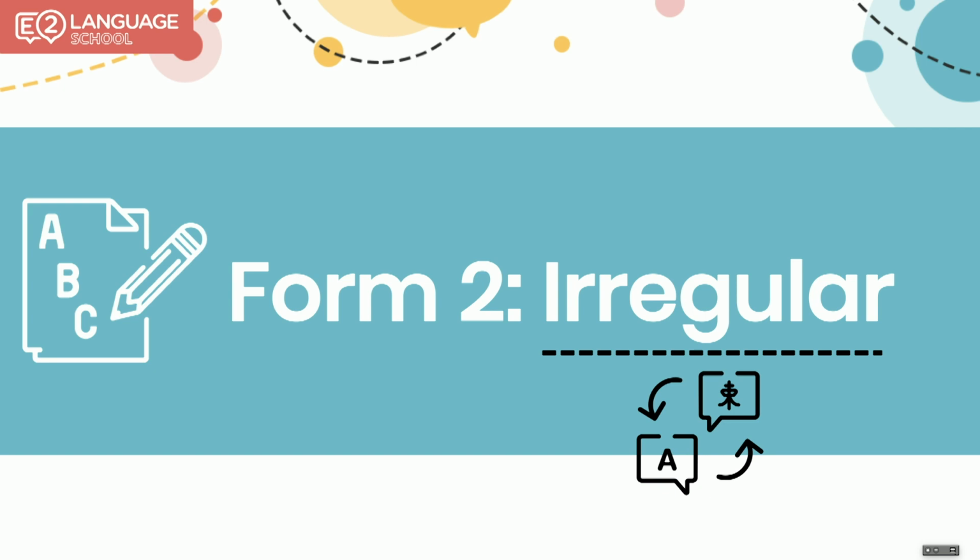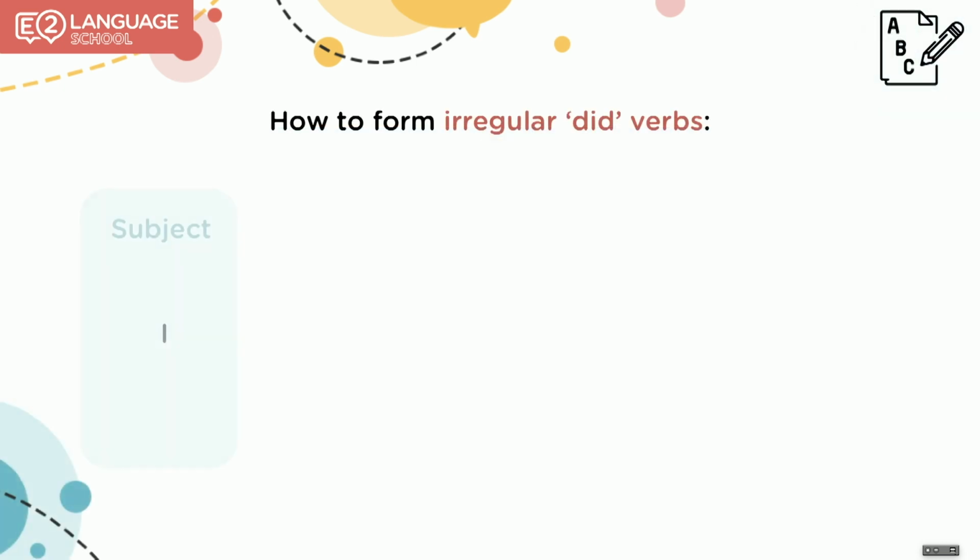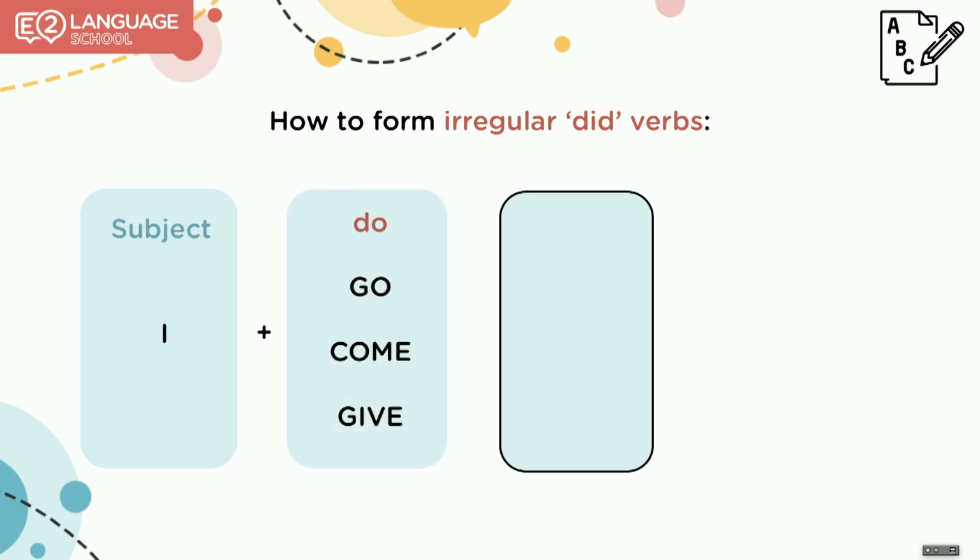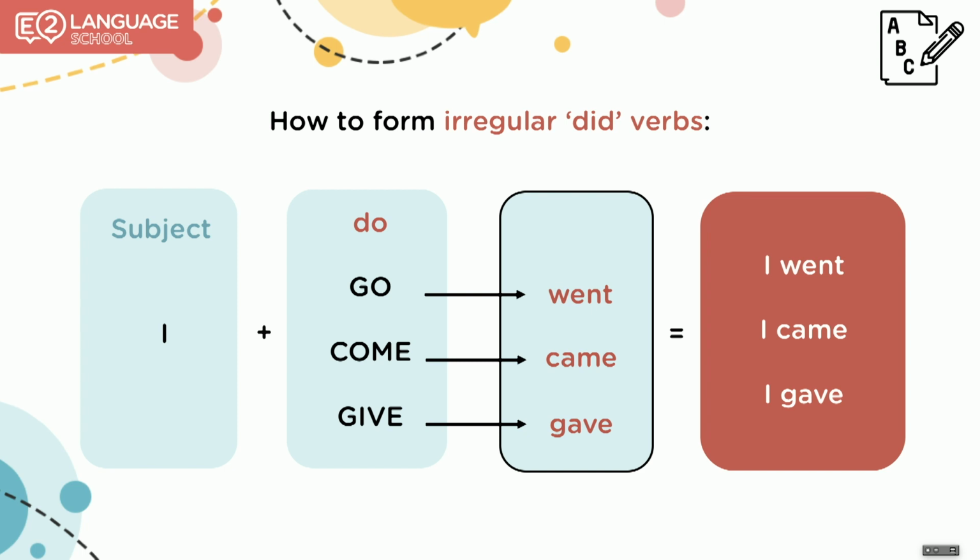Okay, let's look at the tricky ones now. These are the irregular did verbs. If you don't know what irregular means, please translate that word into your first language. Okay, here's how an irregular did verb works in a sentence. So subject I plus do, but then actually what happens is it changes completely. So go becomes went, come becomes came, and give becomes gave. There is no pattern here. You must just memorize these words. So I went, I came, I gave, for example.